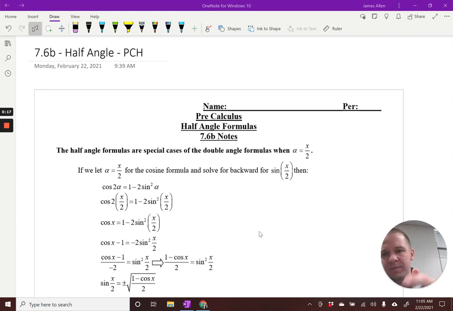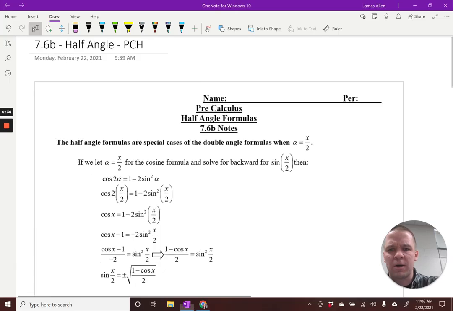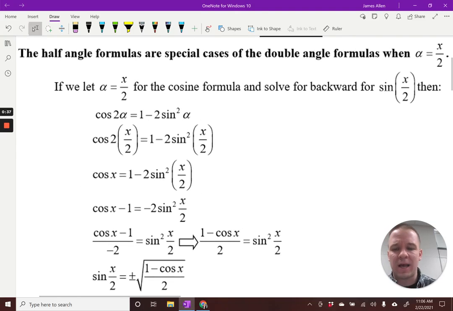We're good. All right. So half angles, we are going to derive one of the formulas. If we let alpha equal x over 2 for the cosine formula and solve backwards for sine of x over 2, then we'd get this whole wonderful thing. I'm going to leave it typed up. We already had it typed up in our notes, but let's go through it line by line.